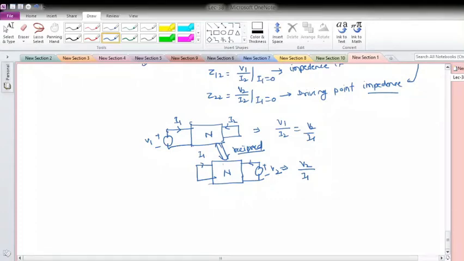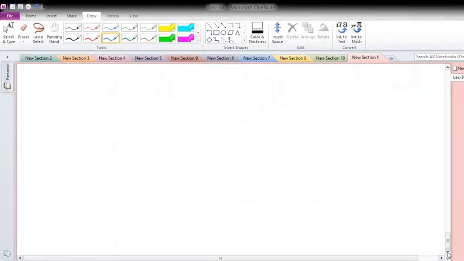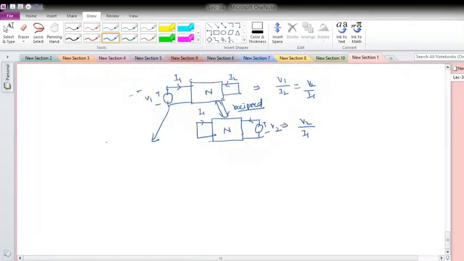So for the network to be reciprocal, we know V1 upon I2 has to be equal to V2 upon I1. So let us check it for our Z parameters. Okay, so the same thing we will apply here. So this is the condition. I would like to calculate how much is V1 upon I2. So calculate V1 upon I2.